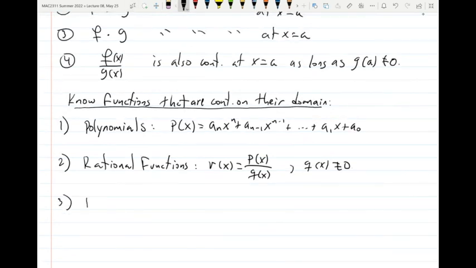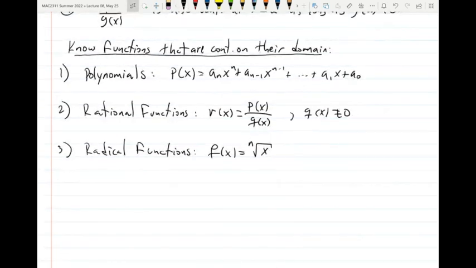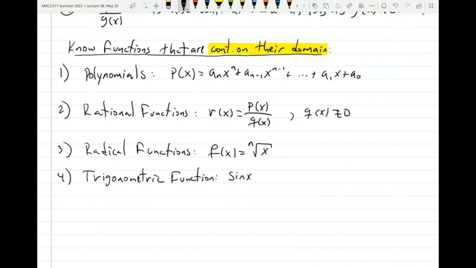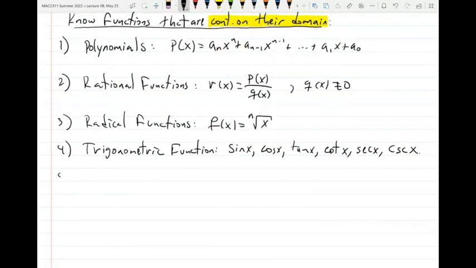Radical functions. These are functions of the form nth root of x. And all trigonometric functions, remember, are continuous on their domain, so let me stress that, on their domains. It doesn't mean that they are continuous everywhere. So trigonometric functions, and here we mean the usual ones: sine, cosine, tangent, cotangent, secant, cosecant. All of these functions are continuous in their domain, and exponentials and logarithms.